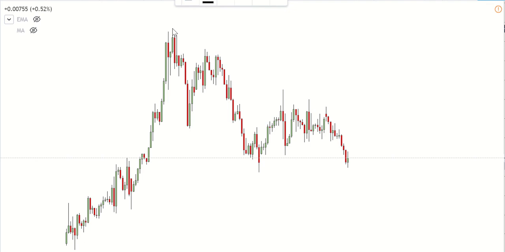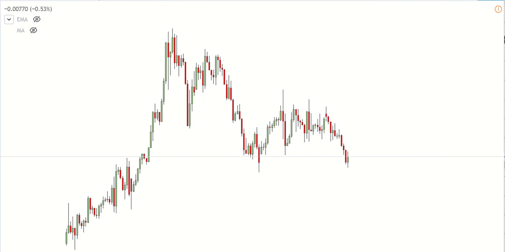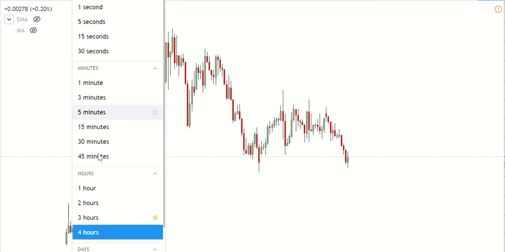Now if you look at these swing highs here, if you just draw in a descending trend line like this, you can see that we have a trend line resistance there, right? And we also have price being squeezed here in this triangle, right? So that's the market structure we can see on a 4-hourly time frame.